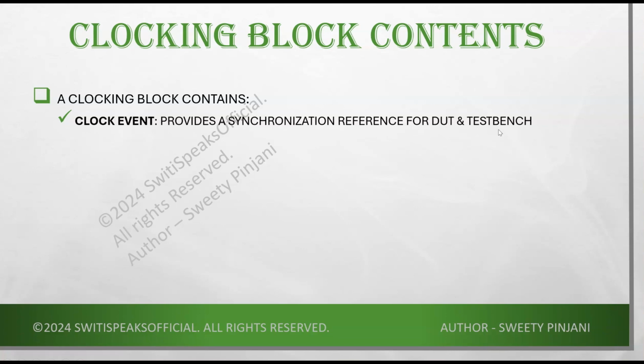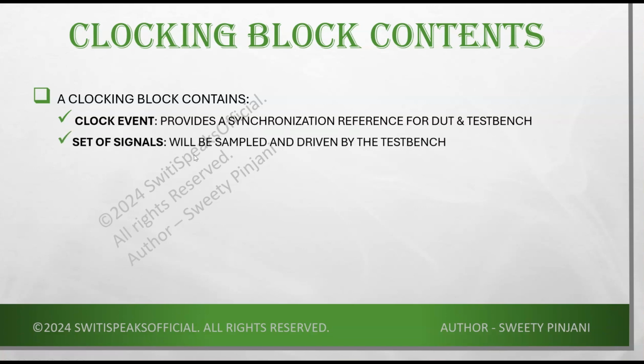You will have a DUT and you will have a test bench. Both will use a clock. And there needs to be synchronization between your DUT and test bench, so that there are no timing violations or timing problems between the DUT and test bench. This is done with the help of clocking event. With the help of example, I will show you what is this clocking event. For now, remember that you need a clocking event and the purpose of that is to provide a synchronization reference for your DUT and your test bench.